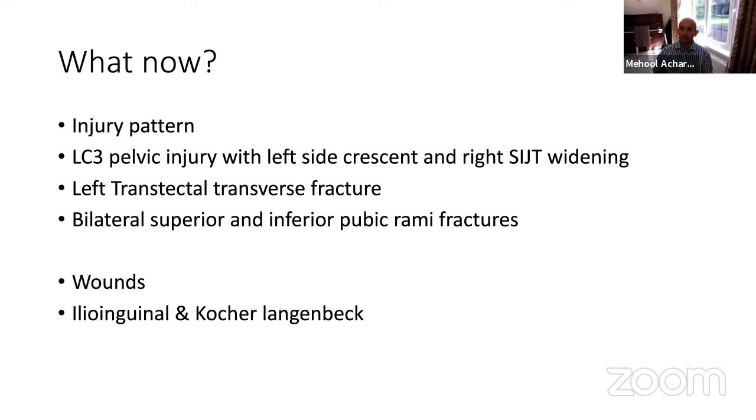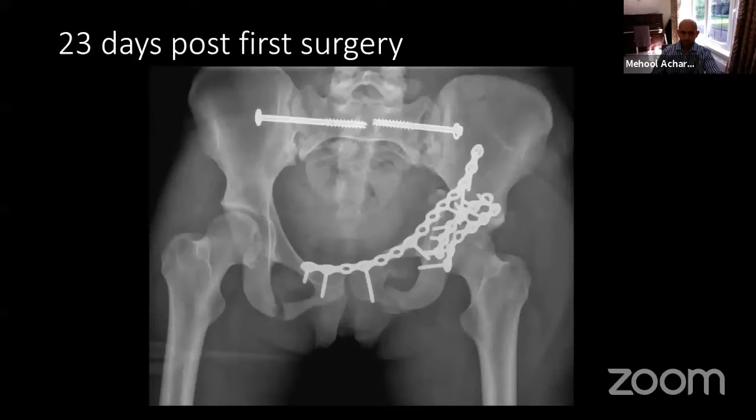So take a step back. Let's establish the injury pattern. So she's got an LC3 pelvic ring injury with a left-sided crescent and a right-sided widening of the SI joint. That's what we've been told. She's got a transtectal transverse fracture. She's got bilateral superior and inferior pubic rami fractures. Her original wounds were an anterior wound through an ilioinguinal and a posterior wound. And so that's where we are, 23 days post-surgery.